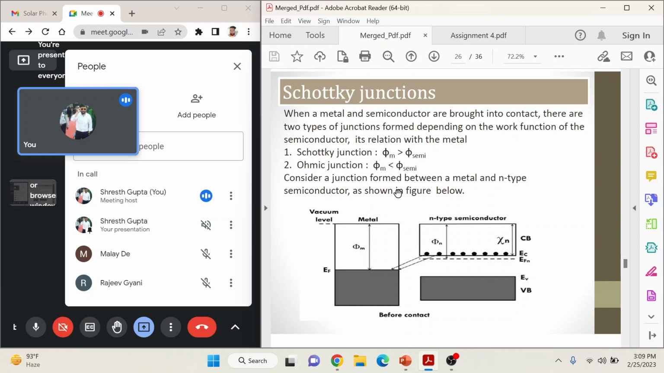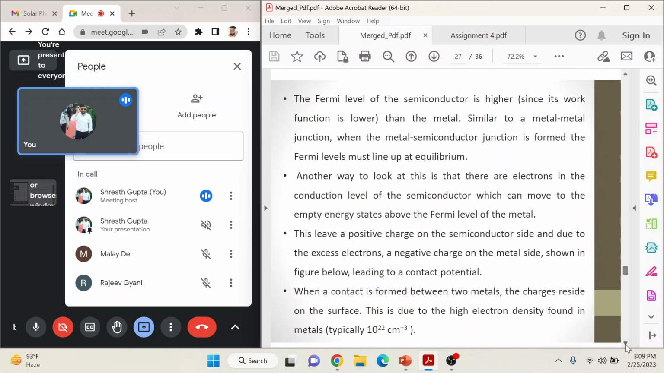For example, consider a junction formed between a metal and an N-type semiconductor, as shown in the figure. This is phi n, this is chi n, this is the N-type semiconductor, this is the valence band, this is the conduction band, this is the Fermi level before contact. And then what happens? The Fermi level of the semiconductor is higher than that of the metal. Since the work function is lower, we know it very well, the semiconductor's Fermi level will be higher.